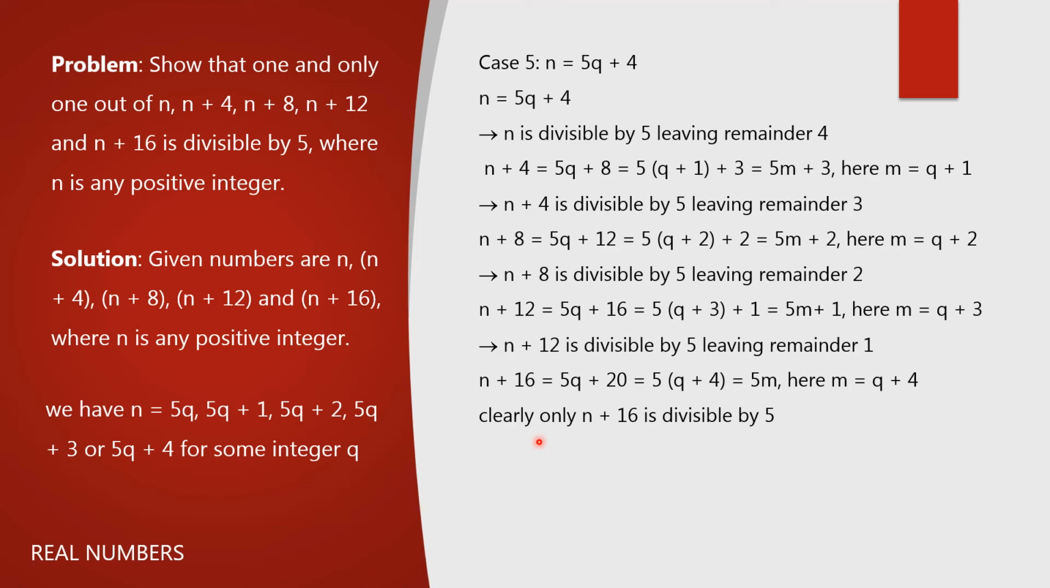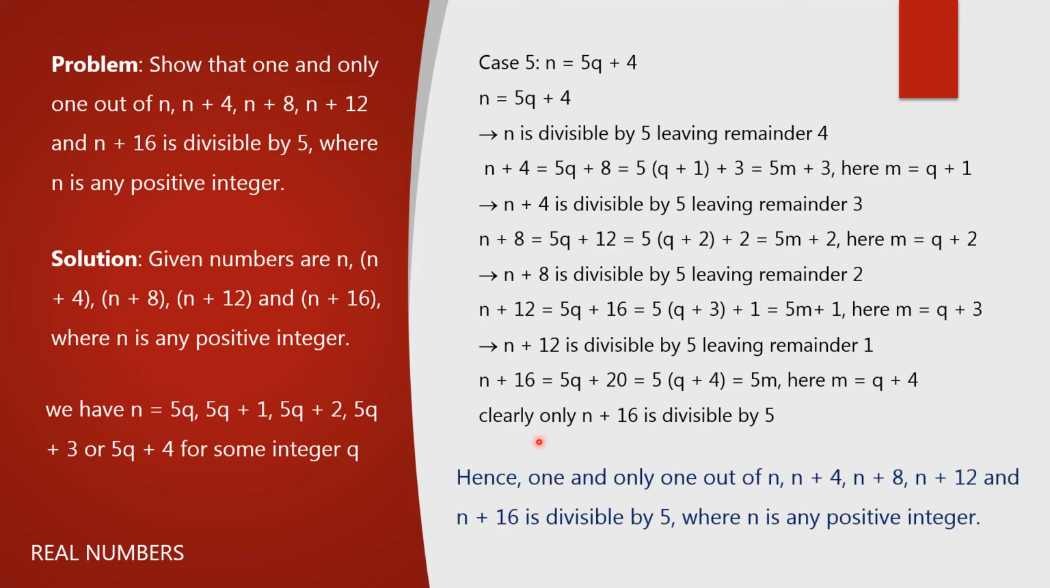Therefore, in case 1, we got n is divisible by 5. Only n is divisible by 5. In case 2, only n plus 4 is divisible by 5. In case 3, only n plus 8 is divisible by 5. In case 4, only n plus 12 is divisible by 5. Whereas in case 5, only n plus 16 is divisible by 5. Therefore, you can conclude from the cases, one and only one out of n plus 4, n plus 8, n plus 12 and n plus 16 is divisible by 5 where n is any positive integer.